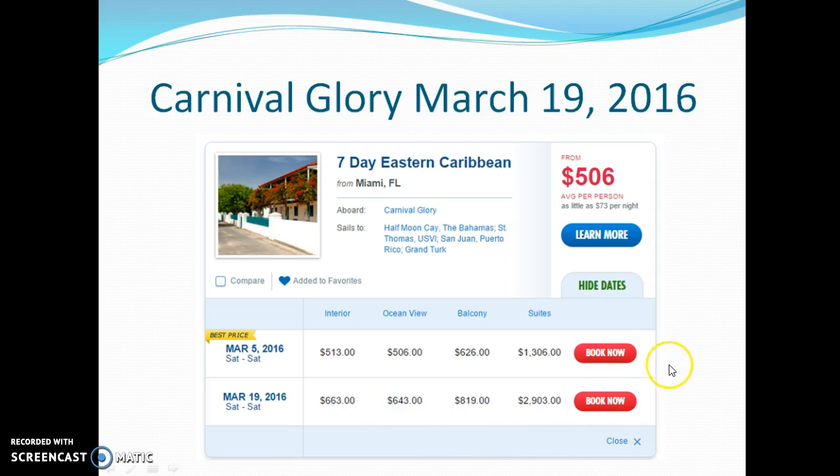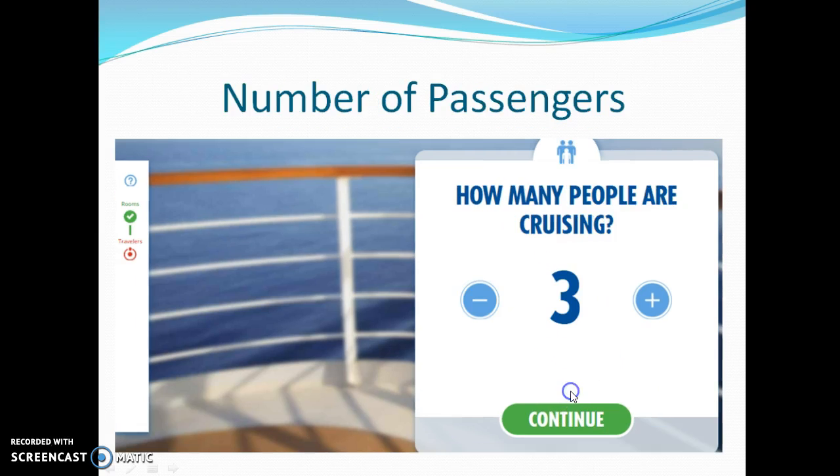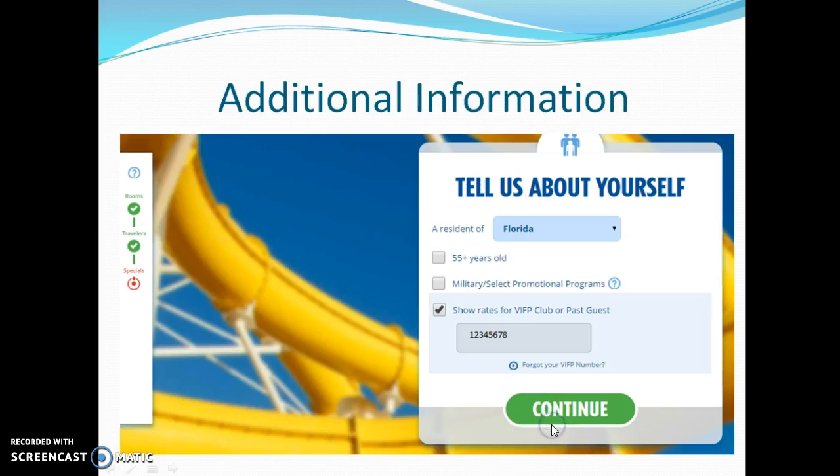So you would click on Book Now, and then it would ask you how many staterooms you needed. And in this case, you'd only need one, so you would click Continue. How many people are cruising? This is where you would select the number of people you plan to have in the cabin. Again, you would click Continue.